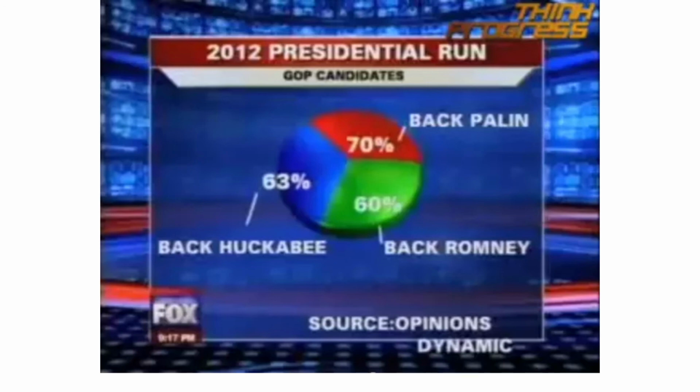All right, let's look at this one. 2012 presidential run. It says 63% back Huckabee, 60% back Romney, 70% back Palin, and as you can tell, this should all add up to 100%, but it does not. And in fact, it makes it look like Huckabee receives the biggest share of the pie when in actuality 63 is lower than 70%, but they make the 70% look very small.